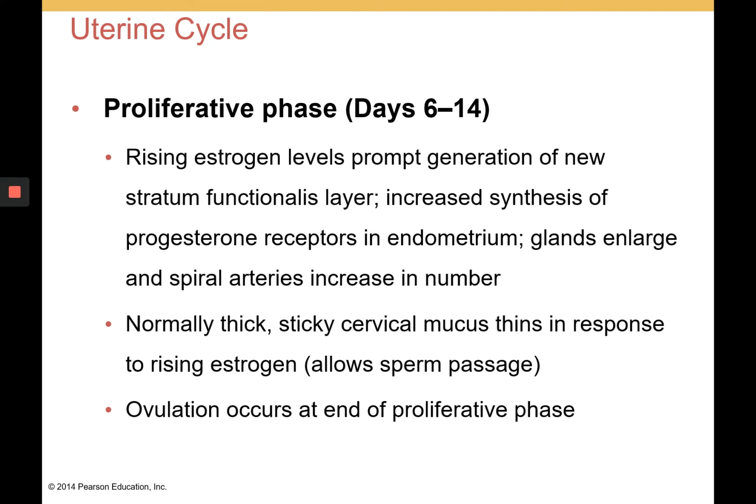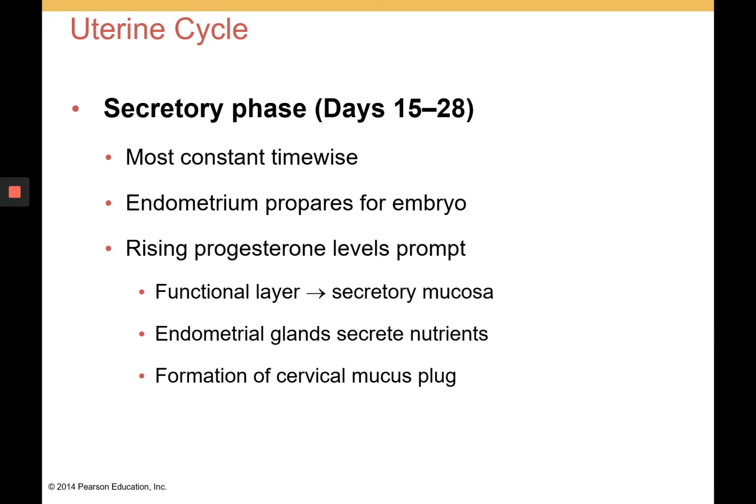And normally we would see thick, sticky cervical mucus in the cervical canal, but during the proliferative phase, it actually thins in response to rising estrogen, because at the end of the proliferative phase, ovulation is going to occur. So that's why it's also called the pre-ovulatory phase. So ovulation occurs at the end of the proliferative phase or pre-ovulatory phase, and that thinning mucus will allow sperm passage.